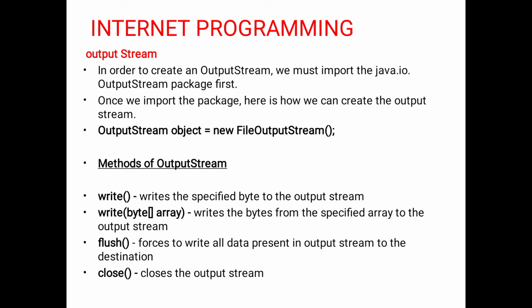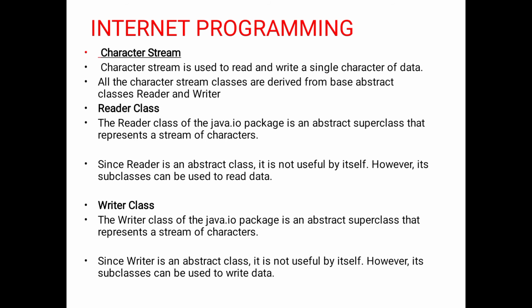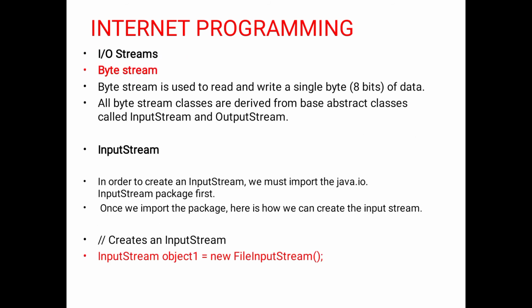Okay, so that is the concept. And the next one is flush. In the sense, it forces writing all the data present in the output stream to the destination. And the last one is close, which closes the output stream. So there are a few methods; these are the methods which are used in the output stream. Okay, and next to this, information about the byte stream.